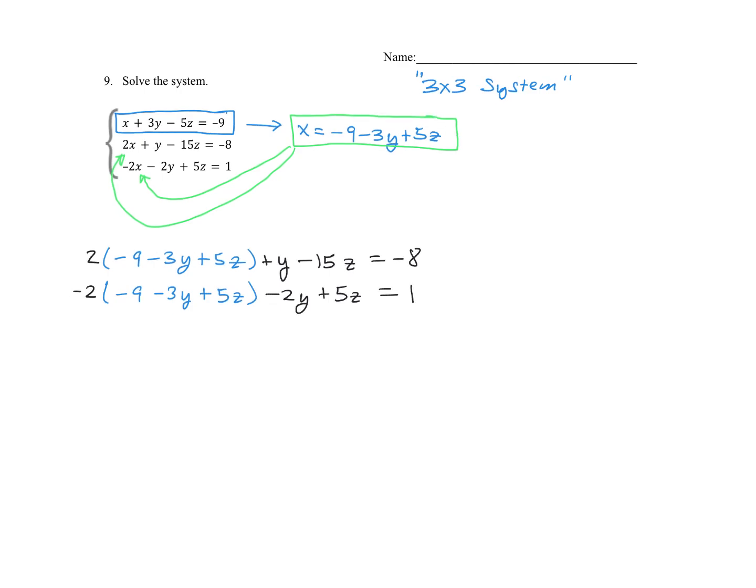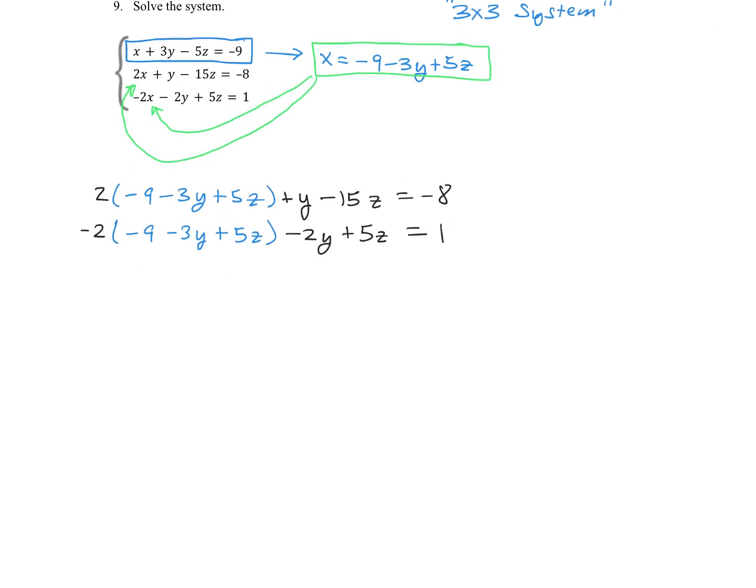So the next step in solving this is going to be to distribute and combine like terms and make it as simple as possible. So the first equation is negative 18 minus 6 times y plus 10 times z plus the y already there minus the 15z already there equals negative 8. Down here we have a negative 18. Actually, it's a positive 18 because there's two negatives there. So positive 18 plus 6y minus the 10 times the z minus 2y already there plus the 5z already there equals 1.